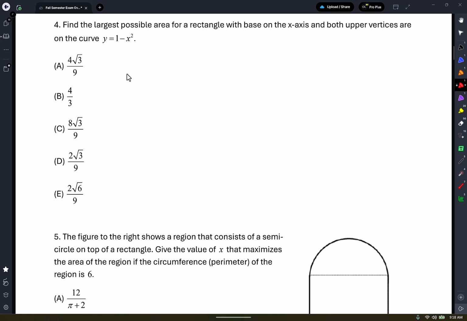So here it is. Find the largest possible area for the rectangle with bases on the x-axis with upper vertices on the curve y equals 1 minus x squared. All right, so hopefully everyone can do y equals 1 minus x squared without a calculator. The vertex is at 1 and it's symmetric on the y-axis. This is just like y equals negative x squared shifted up 1. So it looks like this.